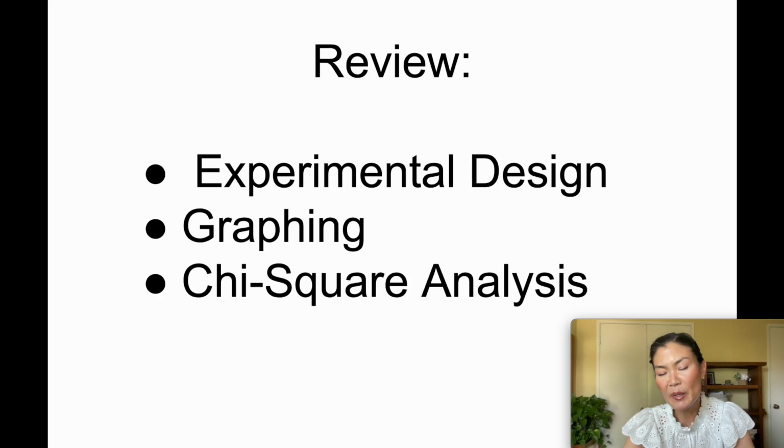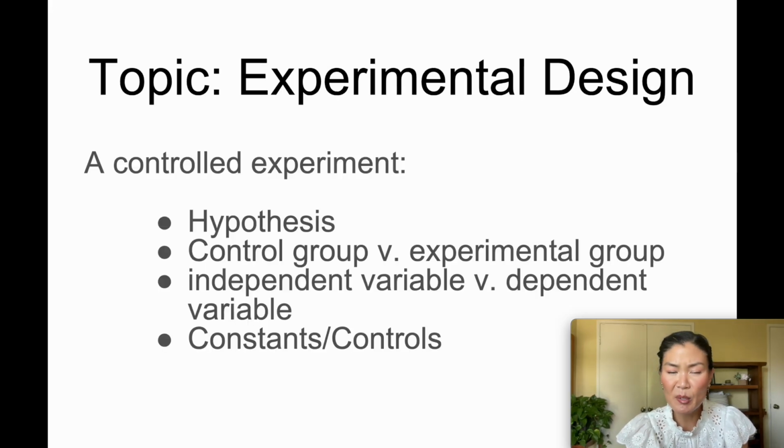Again, we're going to be talking about experimental design, graphing, and chi-square analysis. Let's start with experimental design first. So in science, whenever we do experiments, we have to make sure that our experiments are designed in such a way that it's a controlled experiment. And a controlled experiment has several different properties.